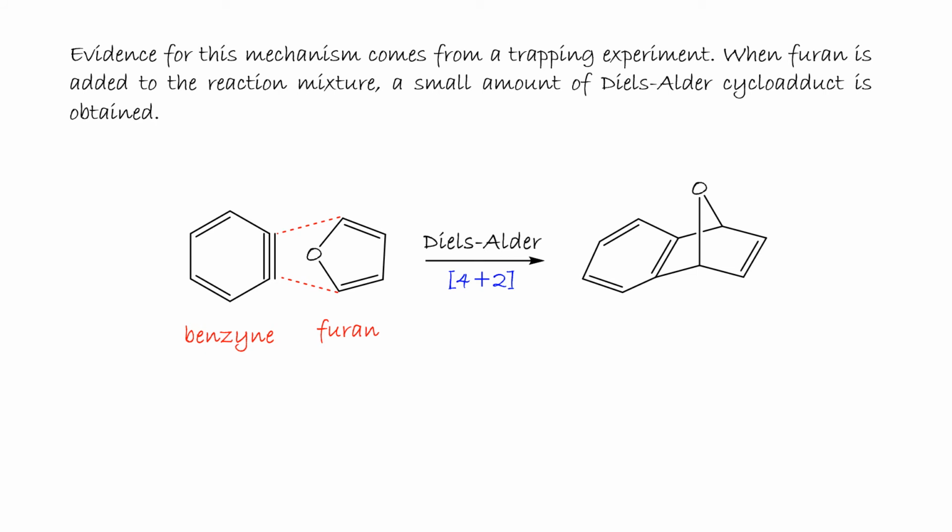Evidence for this mechanism comes from a trapping experiment. When a furan is added to the reaction mixture, a small amount of Diels-Alder cycloadduct is obtained. The furan will act as the diene, and this intermediate will act as the dienophile, and we observe and isolate this Diels-Alder adduct as evidence for benzyne formation as an intermediate. And of course, the elimination step is now clearly identified.